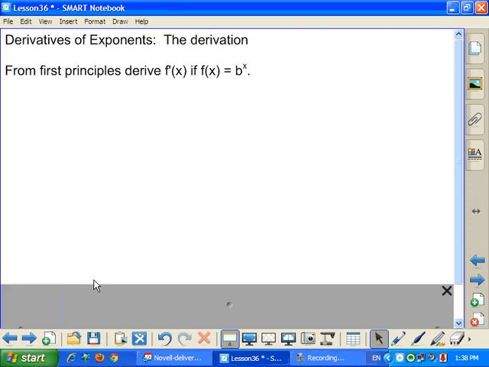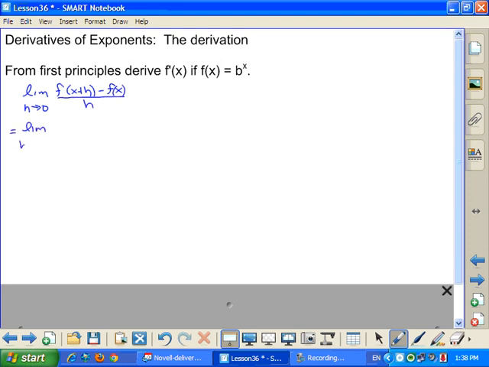All right, the second half of lesson 36. So we're just looking at that exponential notation. From first principles, I want to take a look at how we derive the result when we're dealing with an exponential function. So I'm looking at the limit as h approaches 0, from first principles, of f of x plus h minus f of x over h.